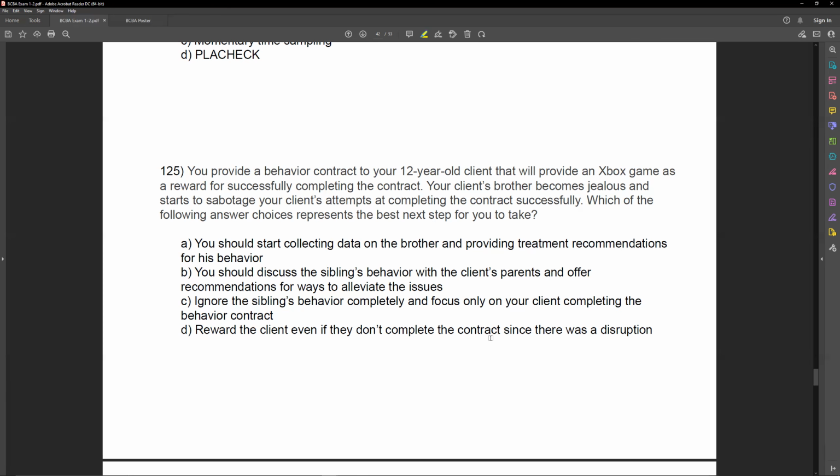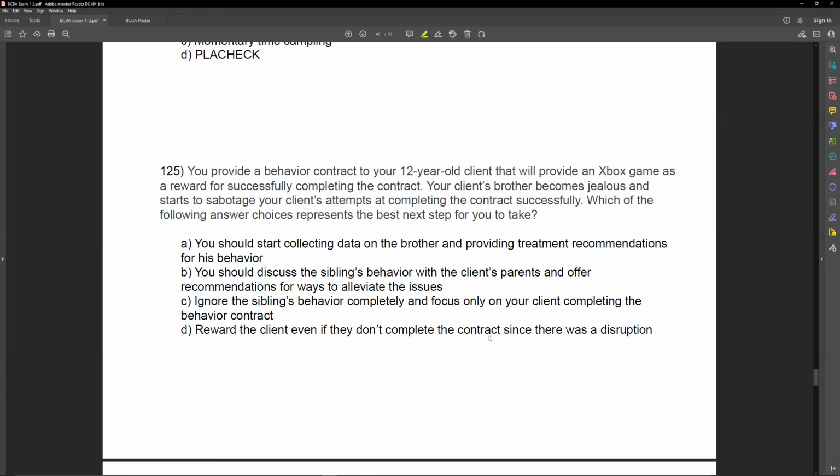Okay, so this is better, right? Now we're just discussing the behavior with the client's parents. It's part of the environment, right? And now we can have recommendations to alleviate the issues. So B is better than A, because we're not focused on the brother's behavior. We're focused on the bigger picture at hand that involves our client.